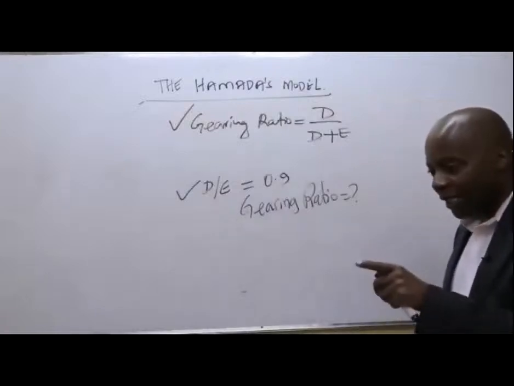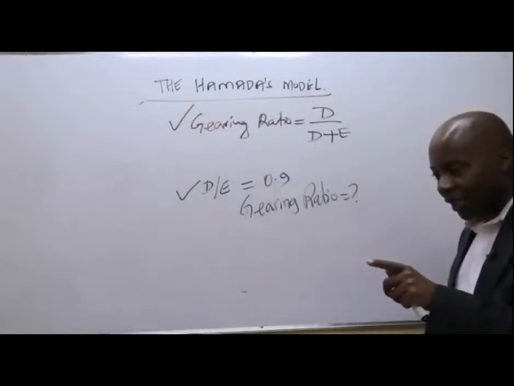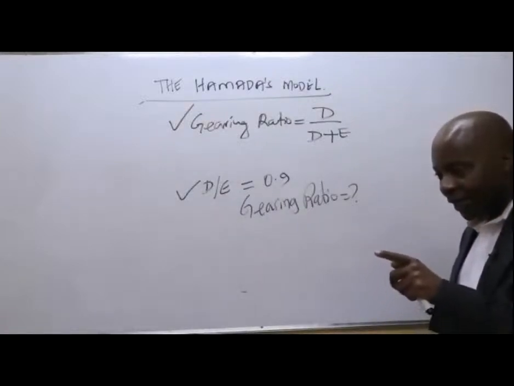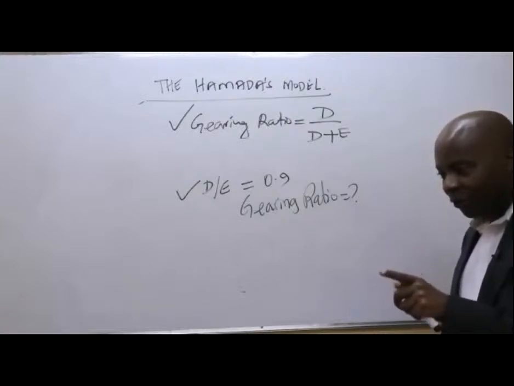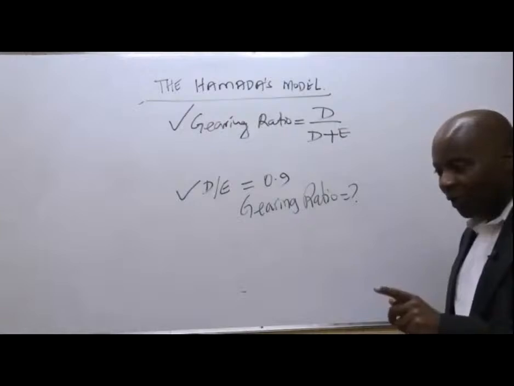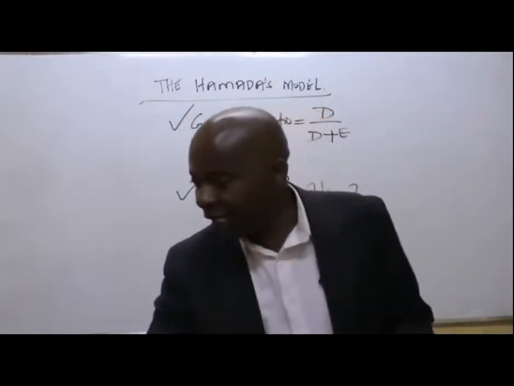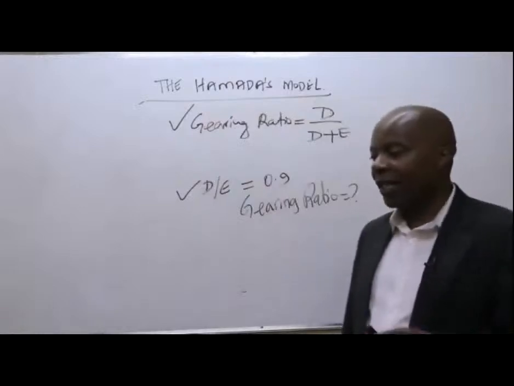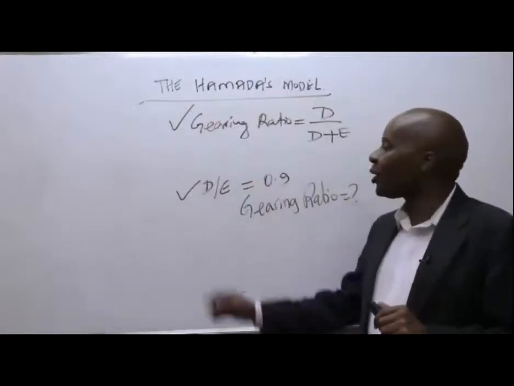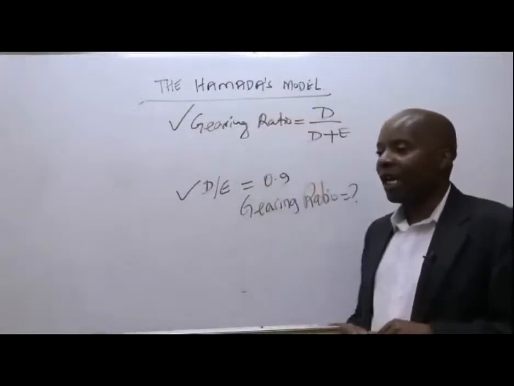Somebody already has this figure. Nerea tells me we have 0.4736. The topic is the topic that we were doing in our last class, if you can recall. It is advanced financing decision. If you look at your notes, you'll be able to see the Hamada's model.